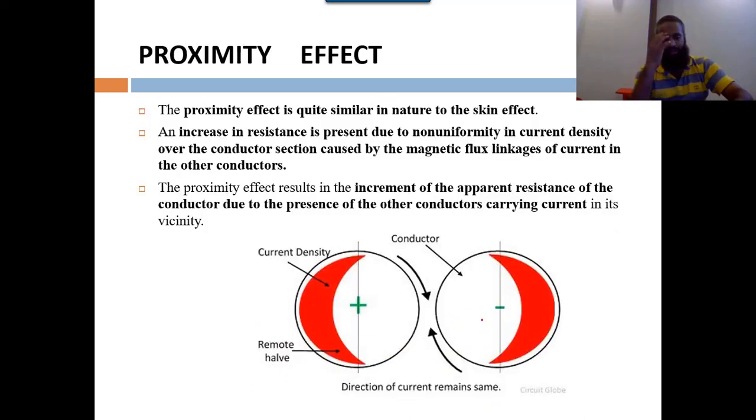Now the second effect is known as proximity effect. Proximity effect is quite similar to the skin effect, because the skin effect is basically the non-uniformity or uniformity of the current in the conductor, but the proximity effect occurs when current is flowing in two conductors and the effect of one conductor is disturbing the uniformity of the current in the second conductor. Similarly, the second conductor is affecting the first conductor. So this effect is known as proximity effect.